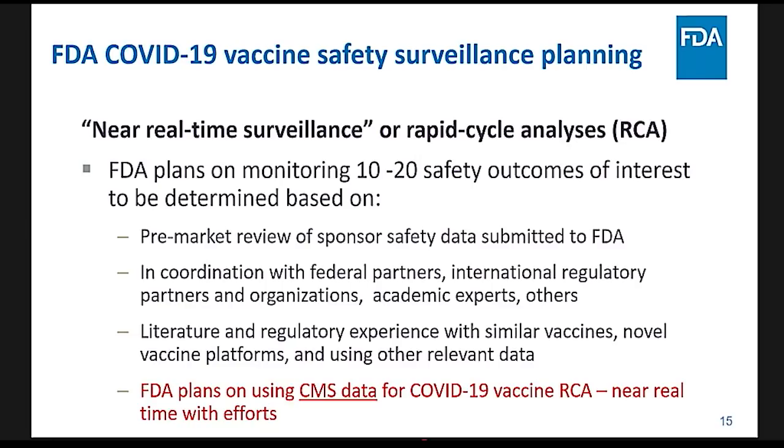We'll also coordinate with our federal partners like CDC, VA, CMS, and others to identify adverse events of interest that we want to follow. And I will say the bottom bullet point really just emphasizes our first initial plans to deploy rapid cycle analyses would be to use the CMS data to conduct this sort of near real-time safety monitoring for these outcomes. I'll go to the next slide, please.